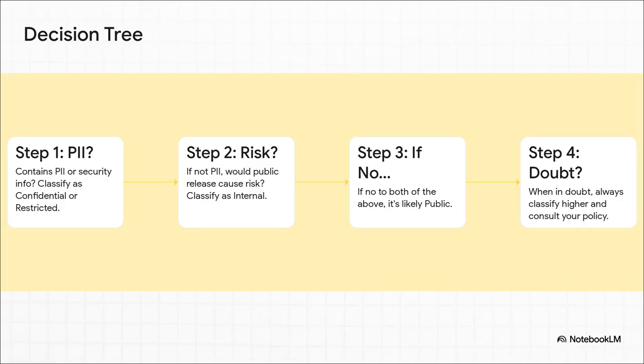Start at the top. Step 1, does it have any PII or security info? If the answer is yes, boom, you're already in the confidential or restricted zone. If no, you go to step 2, would leaking it hurt the business? If yes, it's internal. And if you get a no on both of those, it's probably public. And here's the golden rule. Step 4, if you're ever unsure, always play it safe. Classify it at a higher level and go ask someone.